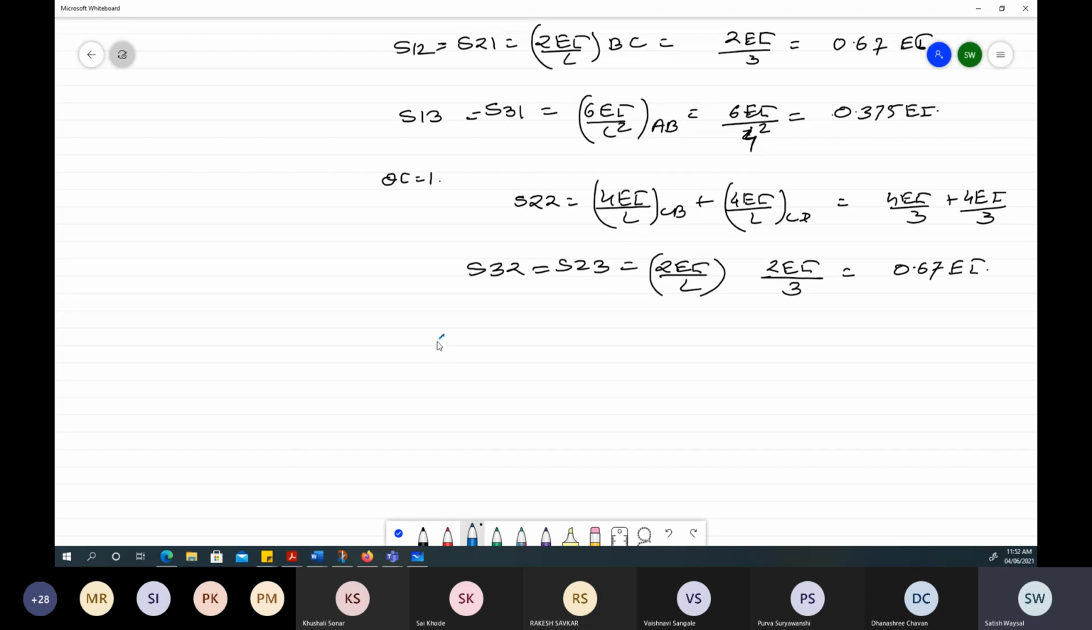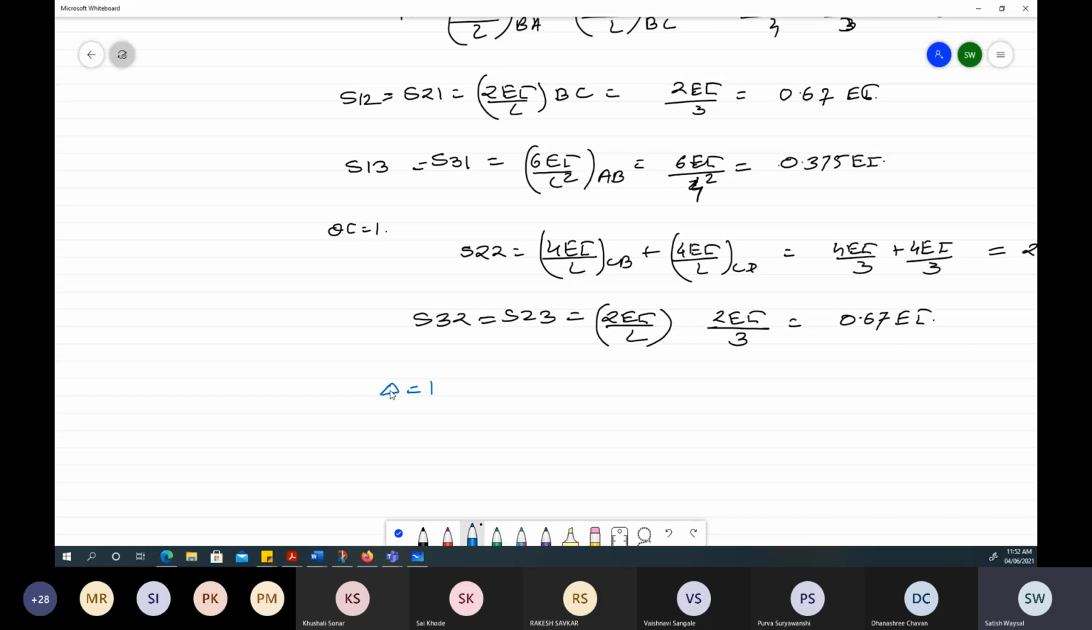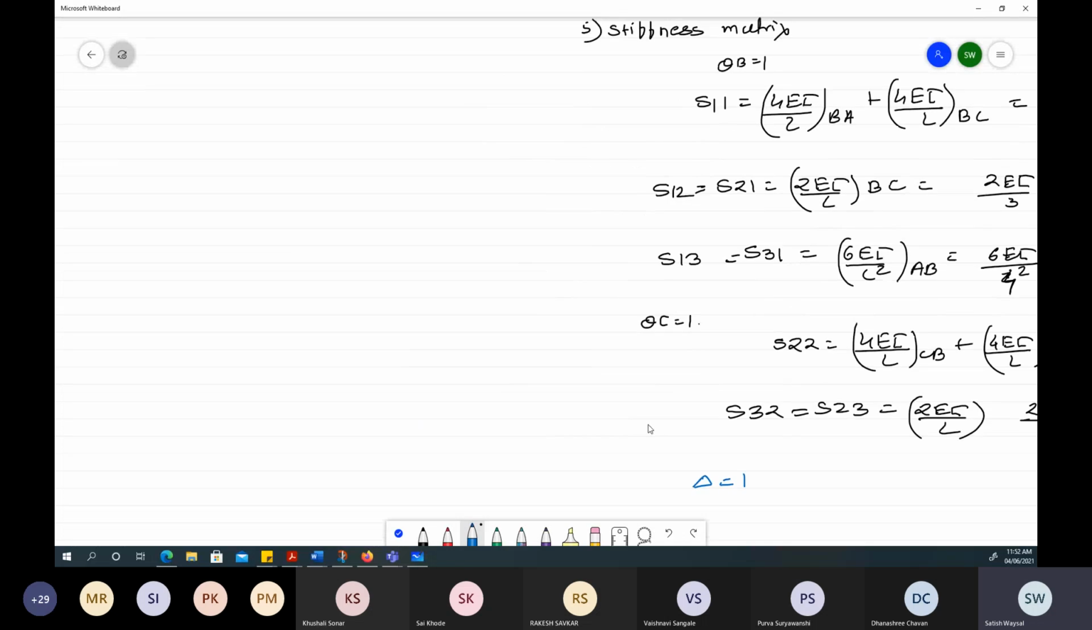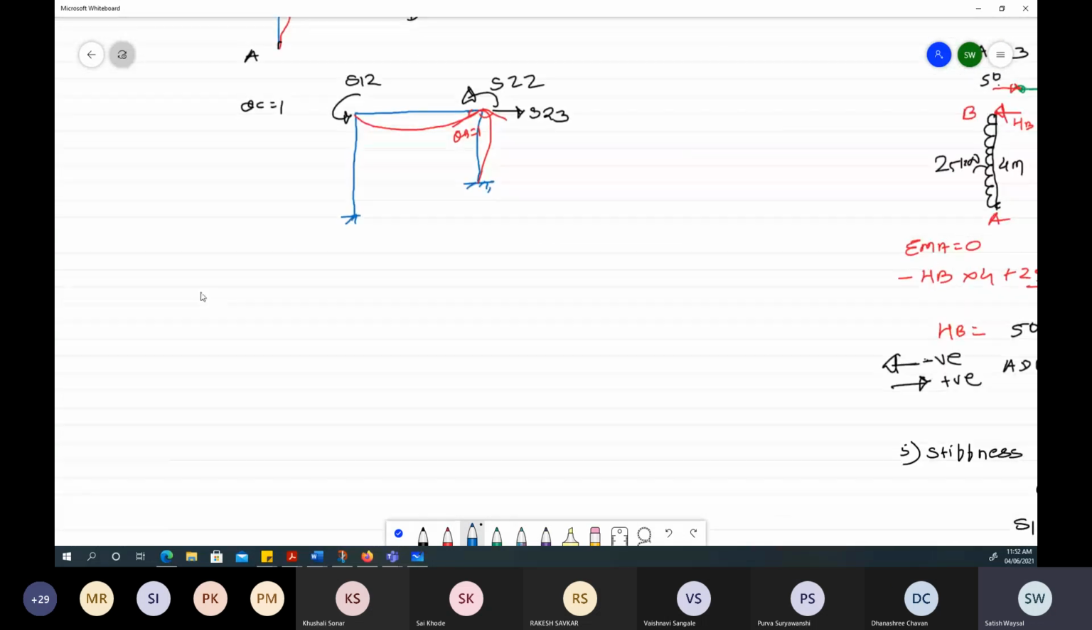Later on, the third case will be where we have to consider delta to be 1. Understood up to theta B, theta C? Is there any problem up to this? No, sir. Okay, nice. See what the difference is here in theta C. So next, we have to consider delta to be 1.